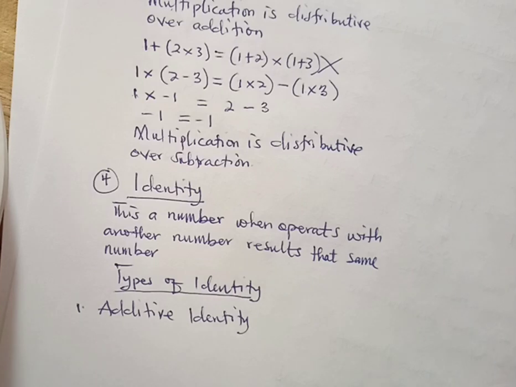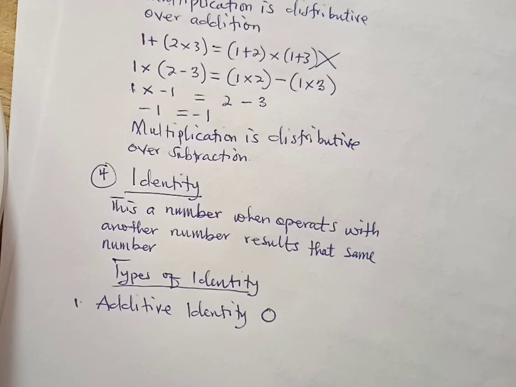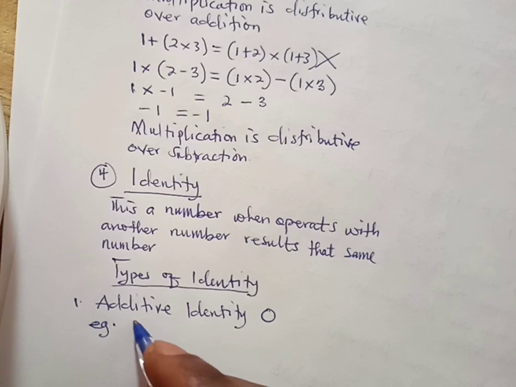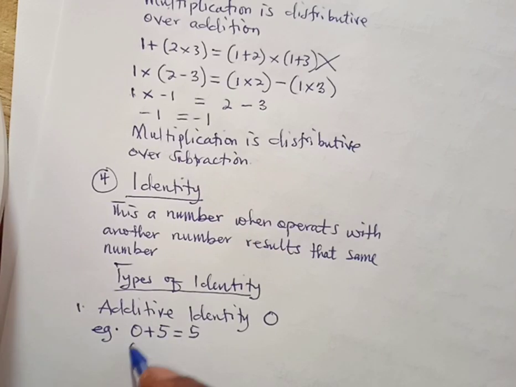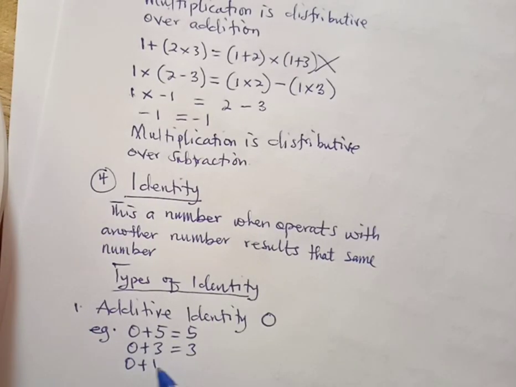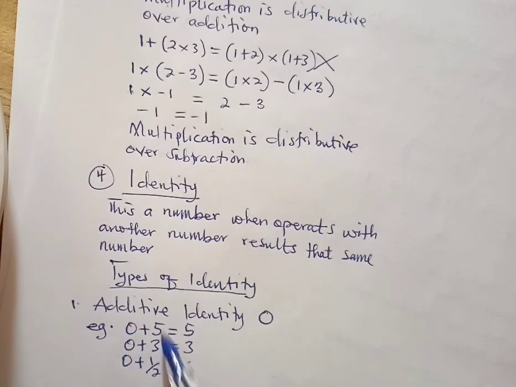So for additive identity, we say that what? The additive identity is 0. When you add 0 to any number at all, you will still get that same number. So let me give you an example. If I add 0 to 5, I'm getting 5. 0 plus 3, I'm getting 3. 0 plus half, I'm getting half. So whenever you add 0 to any number at all, you still get that same number. That is what we are talking about.